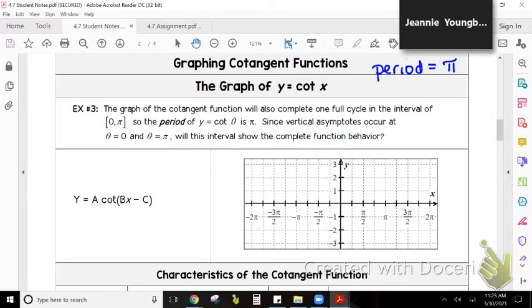It says the graph of the cotangent function will also complete one full cycle in the interval from 0 to pi. So the period of y equals cotangent of theta is pi. And since vertical asymptotes will occur at 0 and at pi, will this interval show the complete function's behavior? So what do you think? If we have vertical asymptotes at 0 and pi, do you think that's going to show the complete period?